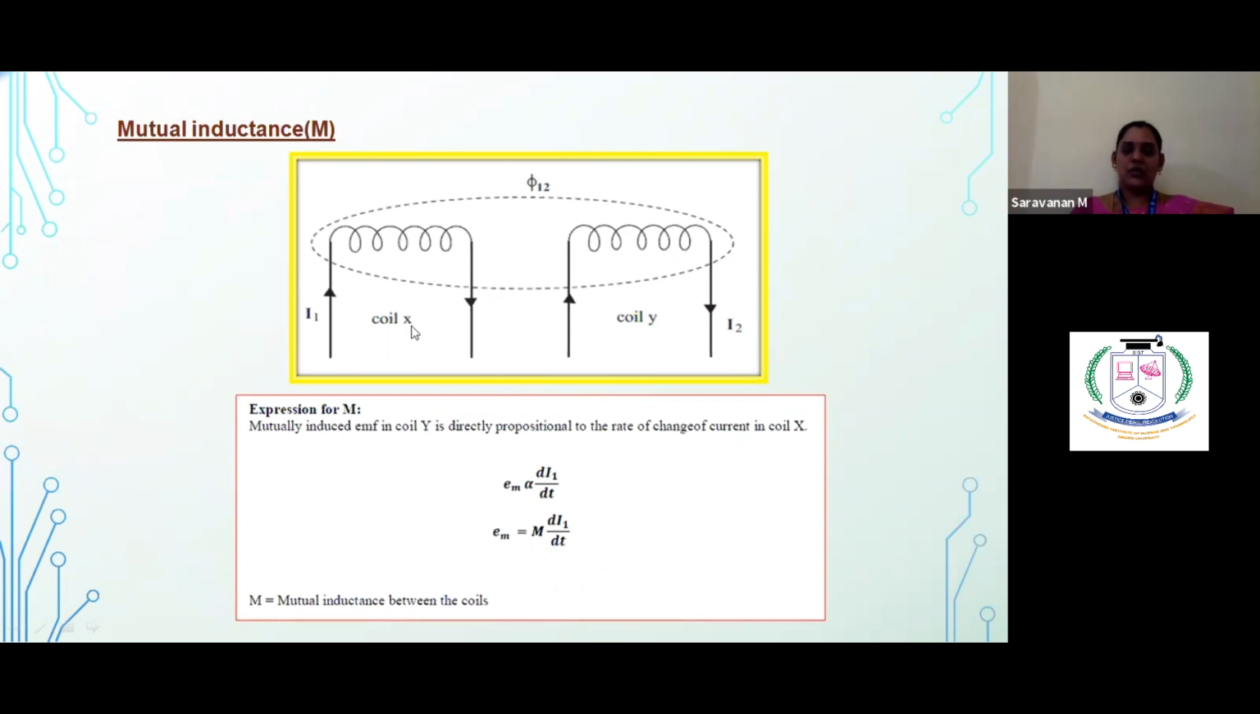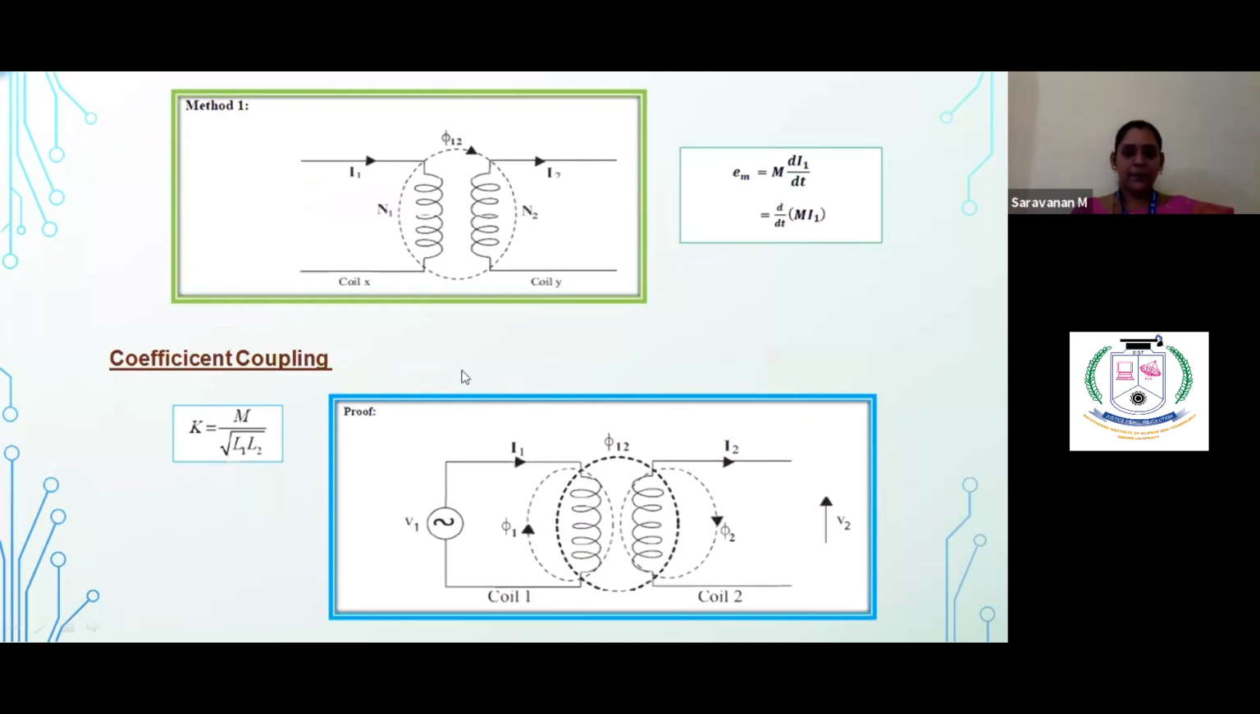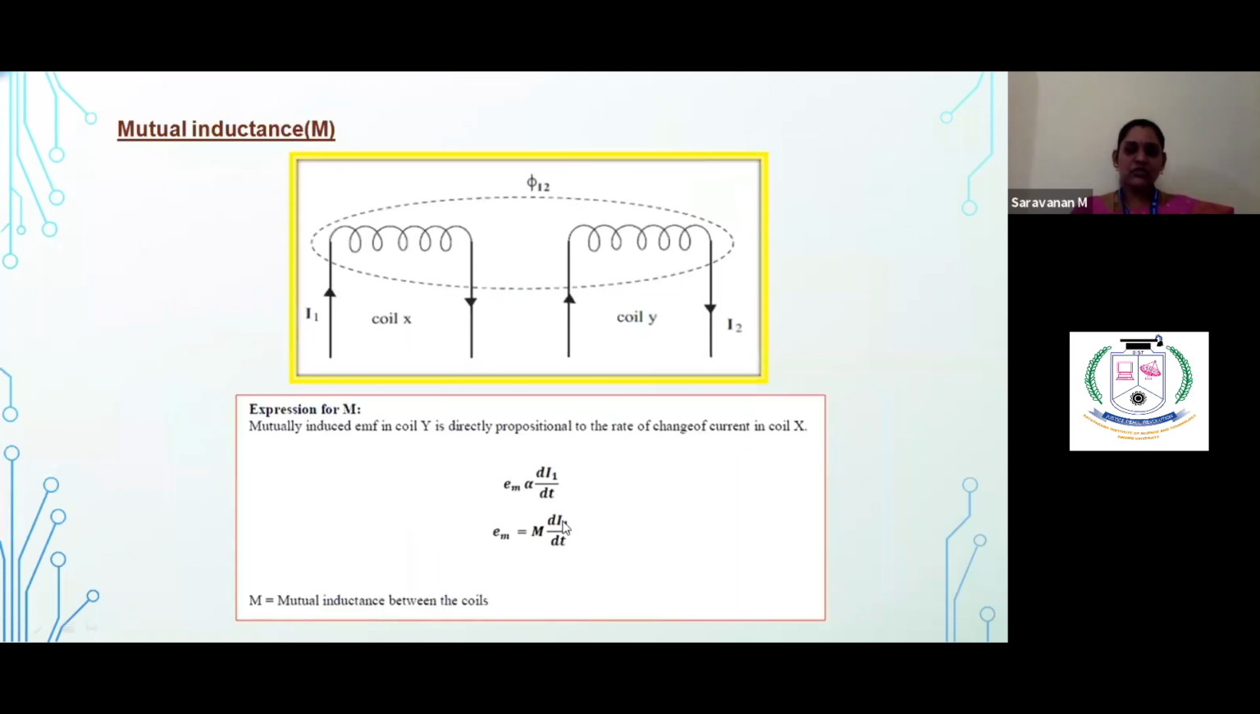That is the mutually induced EMF: the current is changing in the first coil, but the EMF is going to be induced onto your nearby coil. The property of the coil which gives rise to the mutually induced EMF, you call it the mutual inductance of the coil. So the first expression based upon EMF induced, EM is equal to M into di by dt. M is nothing but the mutual inductance of the coil. The second expression we are going to get based upon your coefficient of coupling. So remember this expression, E is equal to M into di by dt.